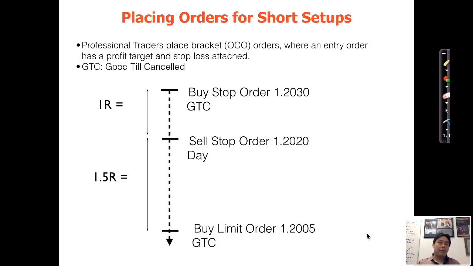Okay, so if I'm taking a short trade, it's the opposite, right? Again, I place a bracket order or an OCO, one cancels one order, where an entry order has a profit target and stop loss attached to it. So in this case, this is my entry.